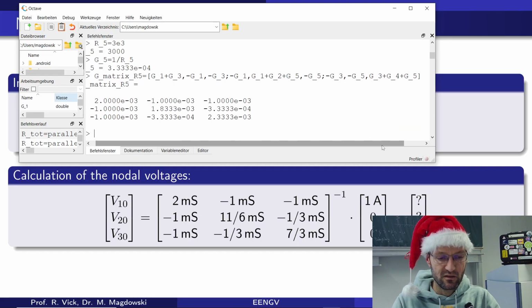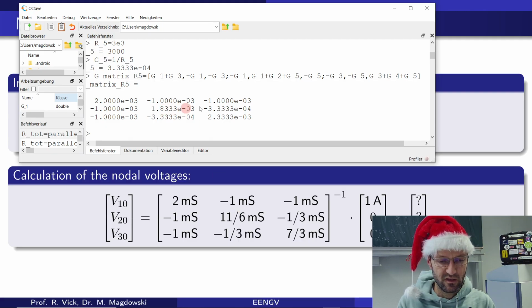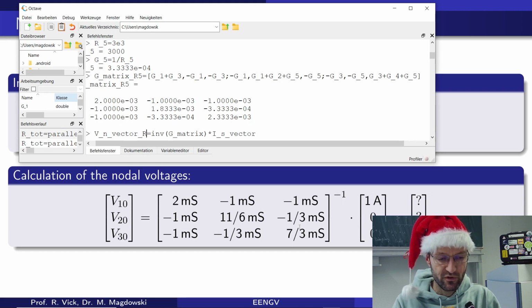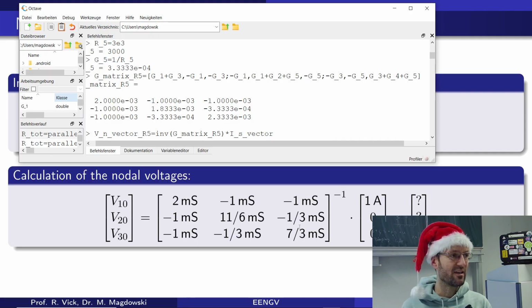And then I can calculate this new G matrix, and we can check, okay, this fits, right? Just these values here changed. So this could be 11, 6, this is minus 1/3, minus 1/3, and this is 2.3. This works. So then we can solve the system of equations once again. The nodal voltages, including our resistor R5, are the new matrix multiplied with the source vector.